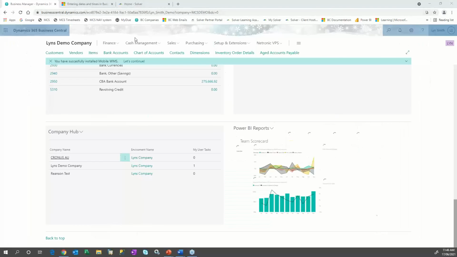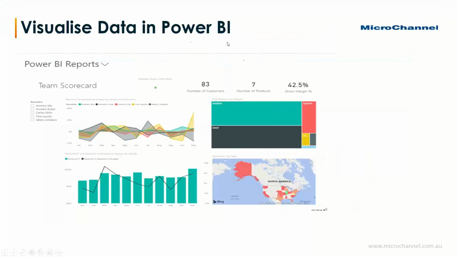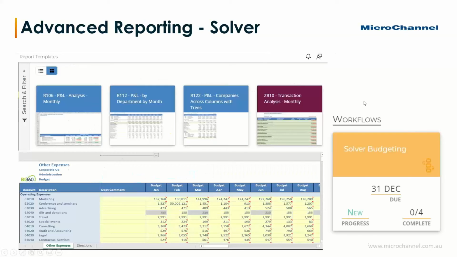The other option that we have got is a more advanced reporting tool, and that is actually called Solver. Now, some of you may know this as BI360. They recently rebadged their name to Solver. And this is actually giving you reporting in an Excel format, which I know a lot of accountants will enjoy because at least then you can still take the data and export it and play with it as well.